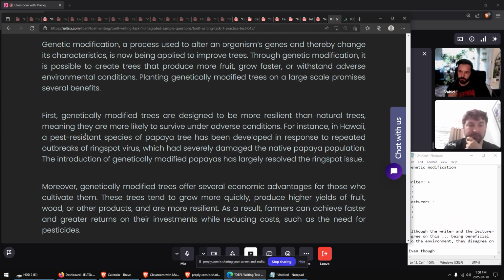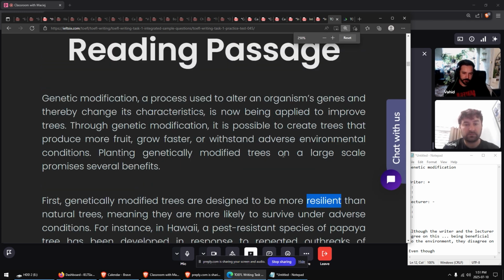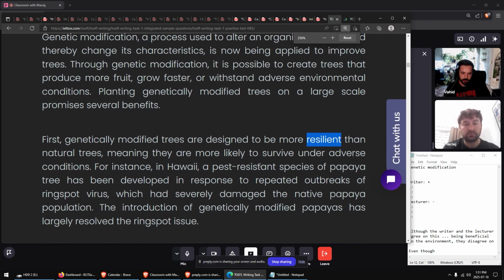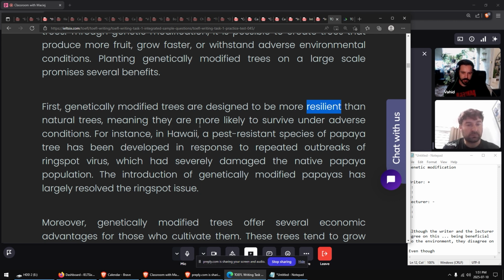Okay, so first, genetically modified trees are designed to be more resilient than natural trees. And meaning in this case, they are even giving you the definition of resilient. Something that is resilient is more likely to survive under adverse conditions. So they stay alive even in bad weather.